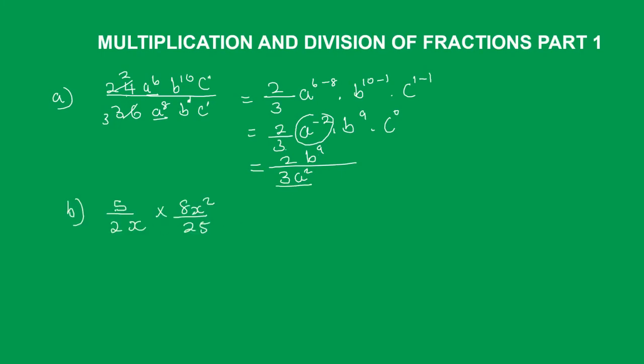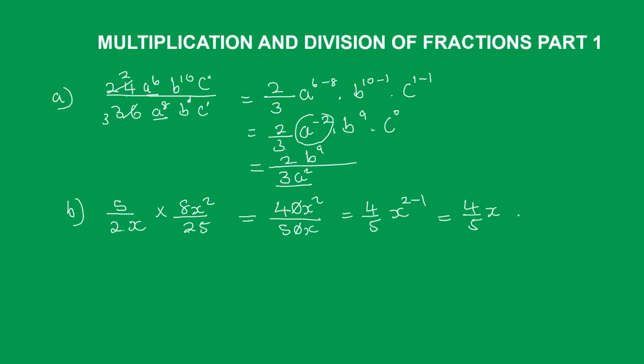This one is easy. Numerator times numerator: 5 times 8x squared, which is 40x squared. And then 2x times 25, this is 50x. And then the highest common factor is 10. 10 into 40, 10 into 50. And then we just have our 4 over 5. And then x to the power 2 minus 1, which gives 4x over 5.